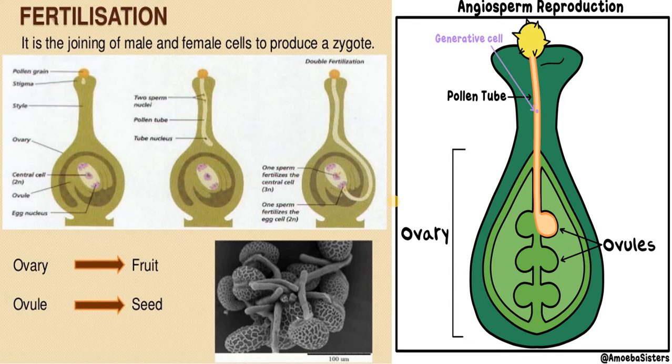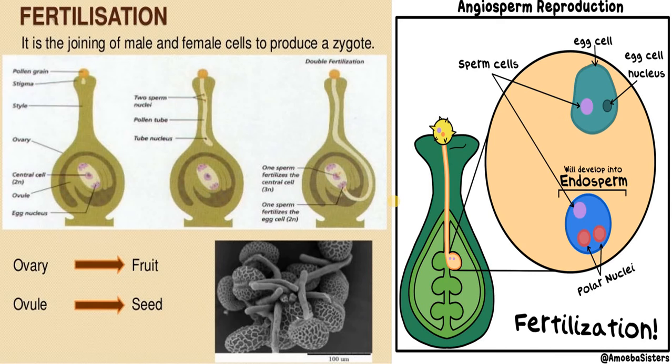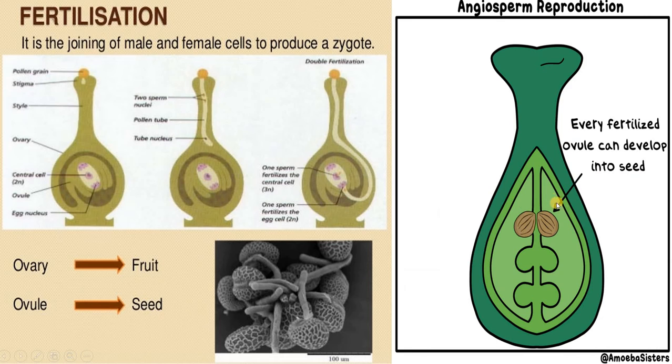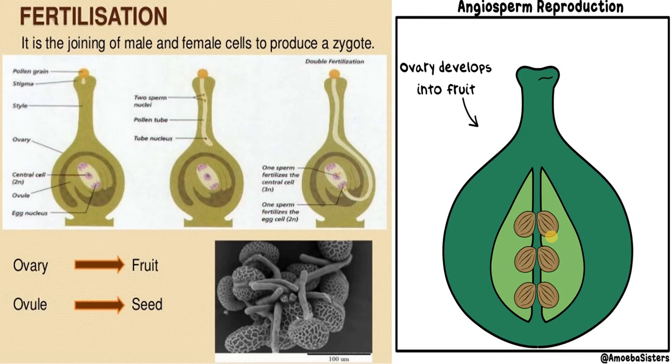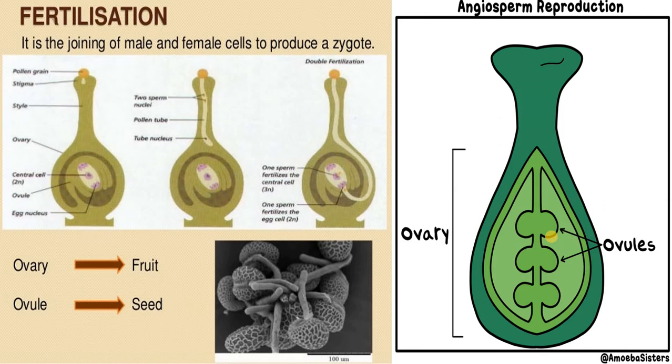It forms the fertilized egg cell called zygote. Actually, the male gamete fuses with the nucleus of the female gamete or egg cell to form the zygote. Here you see. Now the zygote slowly, by the process of cell division, develops into an embryo. What is an embryo? An embryo is that part of a seed which develops into a new plant.